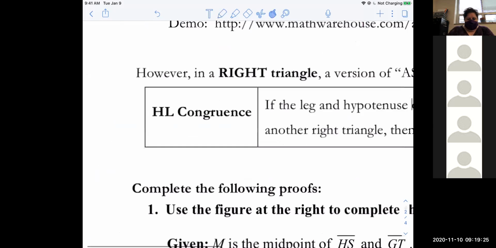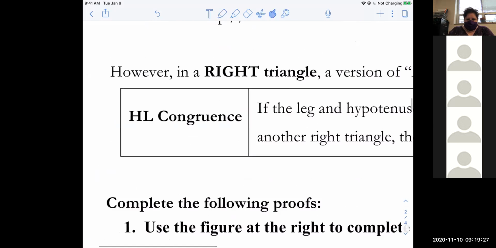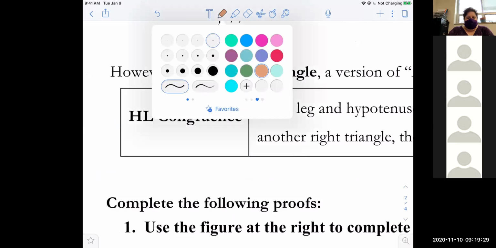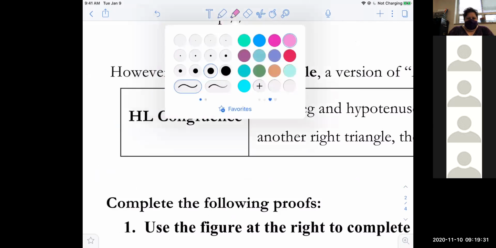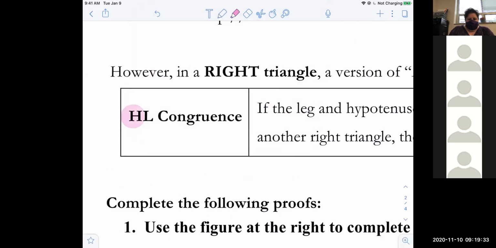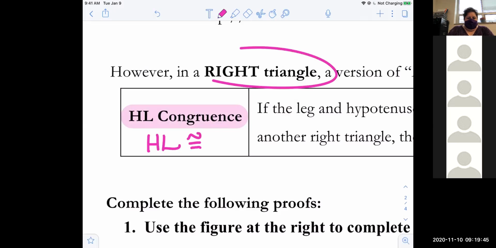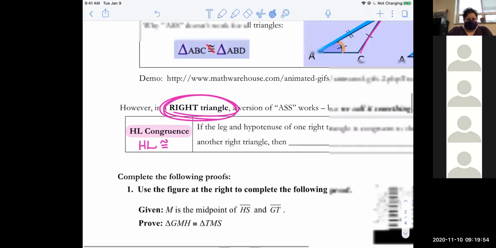The exception being, our last one here is going to be only for right triangles. This one is called HL congruence. H for hypotenuse, L for leg. HL congruence says that if you have two right triangles, this only works for right triangles, because regular triangles that are not right triangles don't have a hypotenuse and leg. So this is only for right triangles.